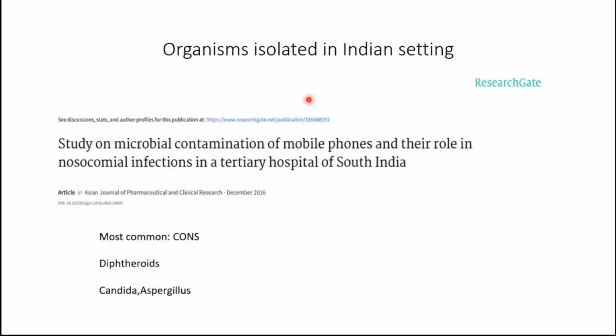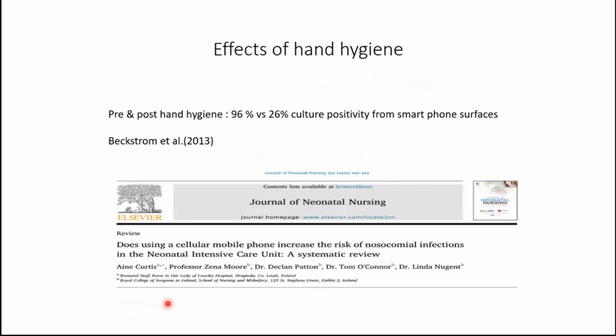Coming to organisms that were isolated in Indian setting. This was a study from a tertiary hospital of South India that was published in Asian Journal of Pharmaceutical and Clinical Research in 2016. Again, the most common organism that was isolated was CoNS, followed by commensals like diphtheroids, and they have shown that various fungi like Candida and Aspergillus also inhabit smartphone surfaces.